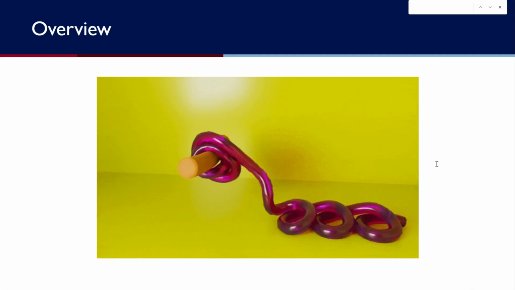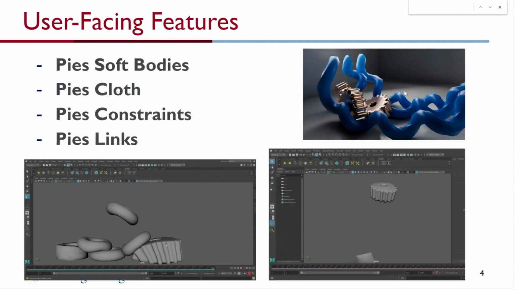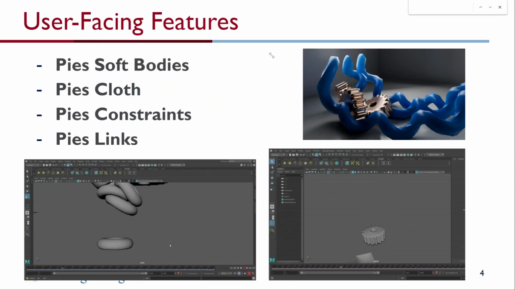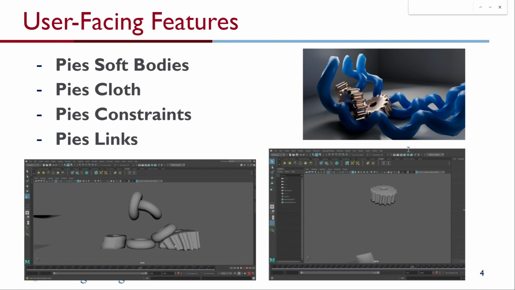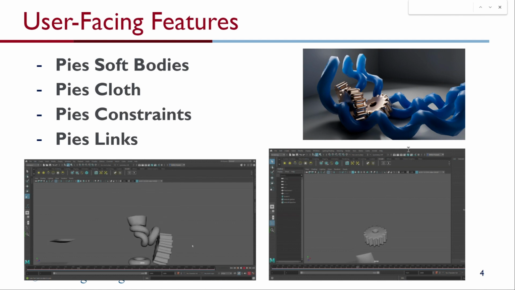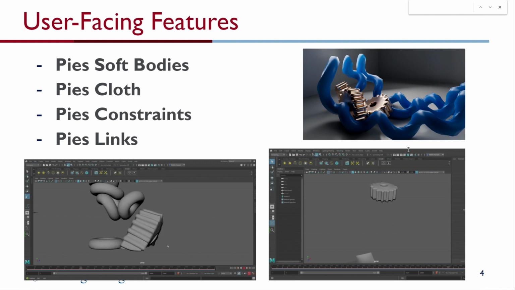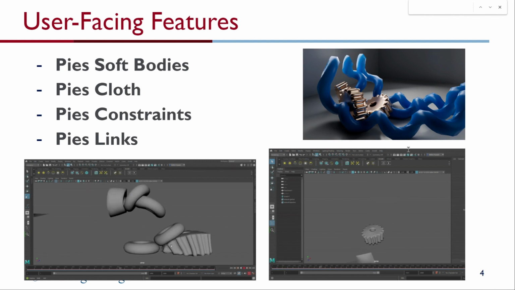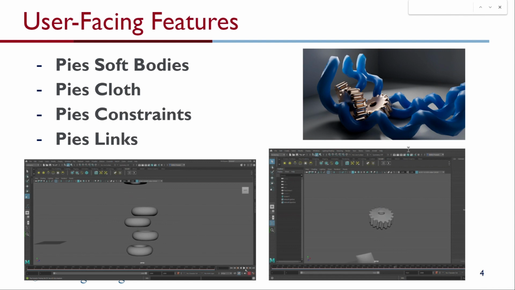The core user features in PIES for Maya are the following. Users can create a PIES solver and adjust various settings like iteration count, step size, gravity, friction, and more. Users can also create PIES soft bodies and PIES cloth from Maya meshes. Various stiffness and material parameters can be adjusted to tweak the object's behavior. For example, the strain resistance and volume preservance can be adjusted for soft bodies. Bending and stretching resistance can be adjusted for cloth objects.